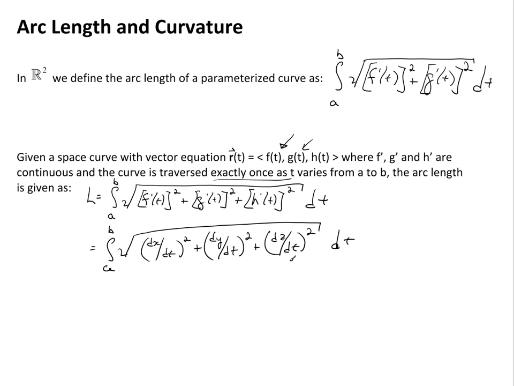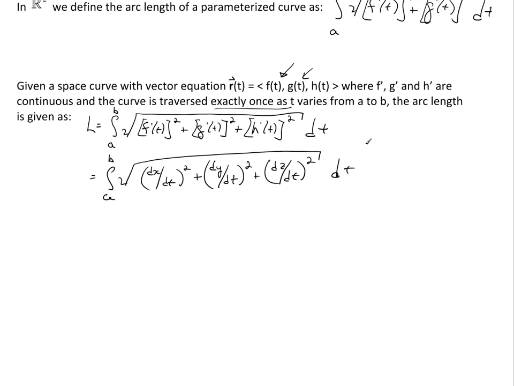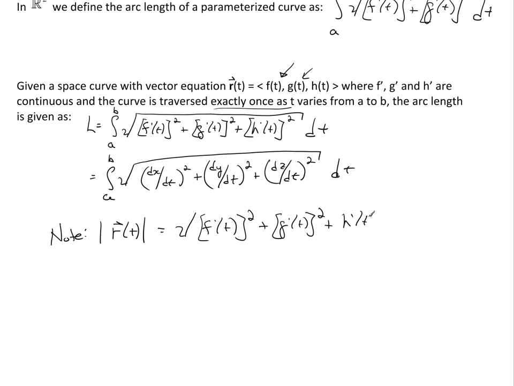Now, something I want you to note here: when we're thinking in terms of this parameterized vector r of t, note the magnitude of the vector. What do we do to calculate the magnitude of a vector? Well, that is equal to the square root of f prime of t squared plus g prime of t squared plus h prime of t squared.